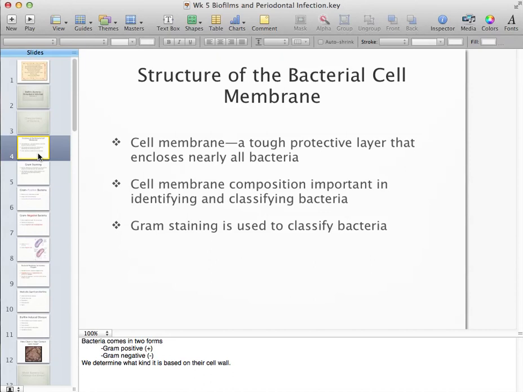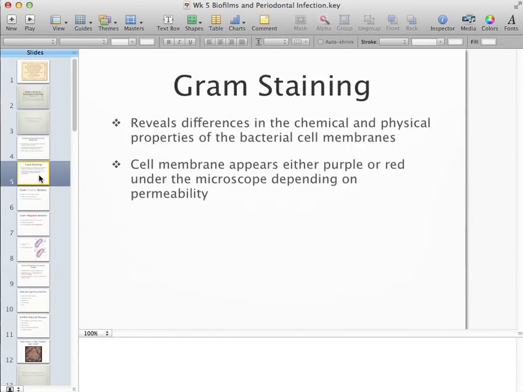We use gram staining to help us identify bacteria. So, bacteria comes in two different forms, gram-positive and gram-negative. And we know what kind of bacteria it is based on their cell wall. So that's why the cell membrane is so important. Gram staining, again, reveals differences in the chemical and physical properties of bacteria cell membranes. Cell membranes appear either purple or red after they're gram stained.